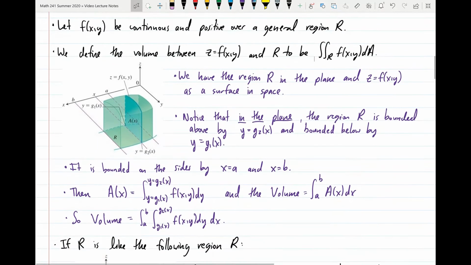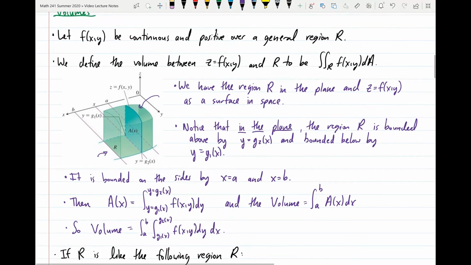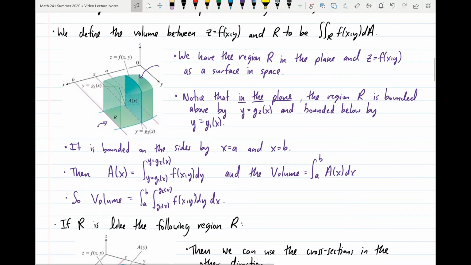So I have a little bit of a diagram here on the left, which again I took from the book. So our general region R is the region down in the plane, and then we have our surface z equals f of xy above the plane, and the double integral is going to give us the volume between those two regions. So notice that in the plane, the region R is going to be bounded above by a function this time.